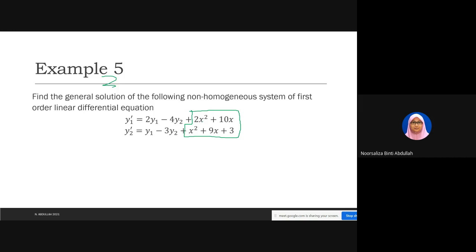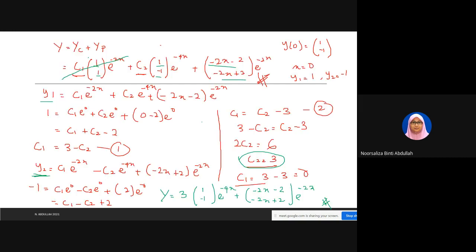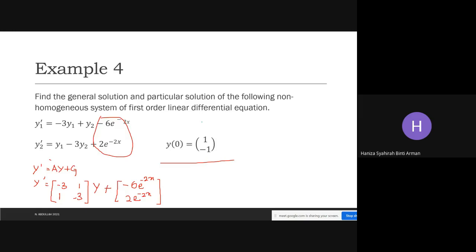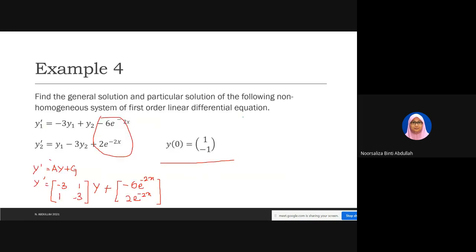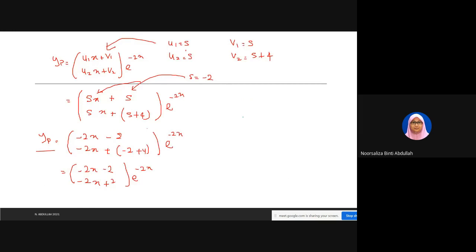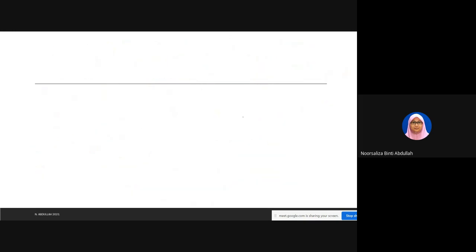YP awak akan jadi yang mana? U1X square. Yang ini kan, U1X square. So you akan pakai yang ini. Okay, ini.